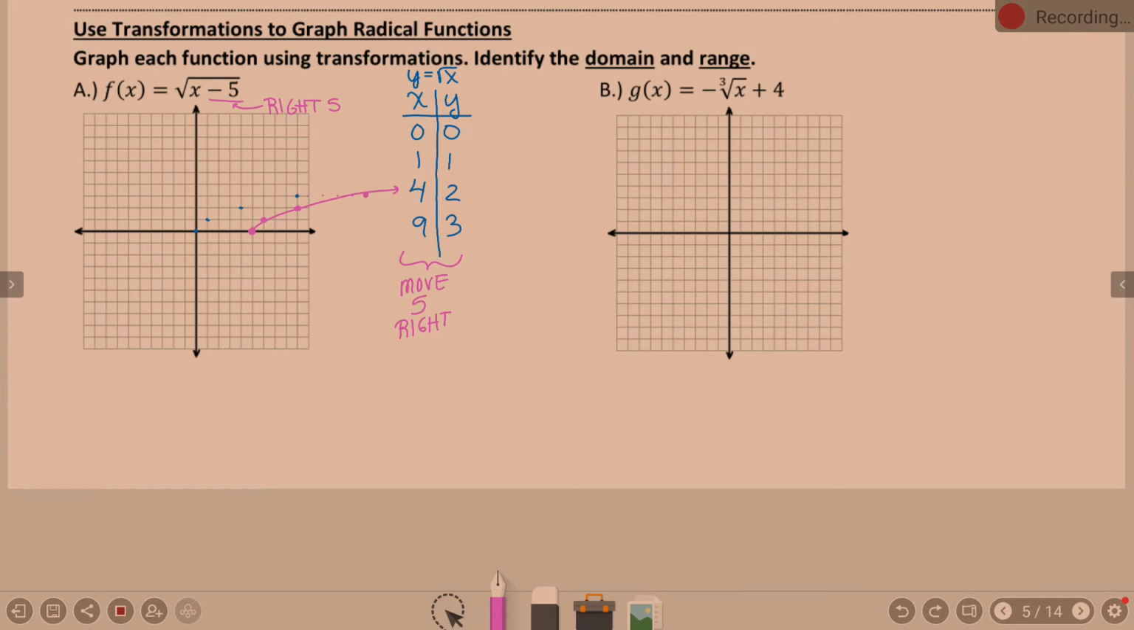The other option, and I don't know how you guys personally feel about this, if you remember how I taught parabolas, the other option is I'd say take the vertex, move the vertex 5 right, yes? And then from that vertex, could you say, okay, I need a point that is over 1 up 1, over 4 up 2, and over 9 up 3?